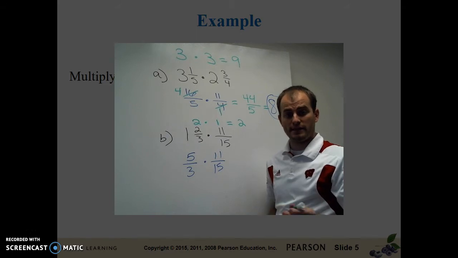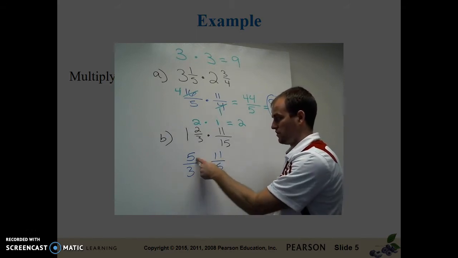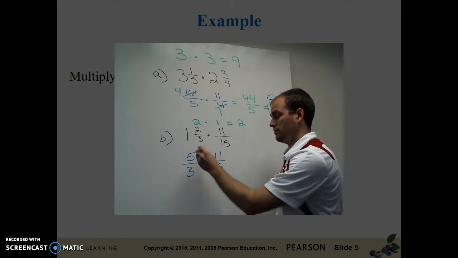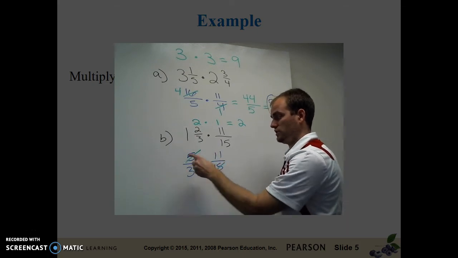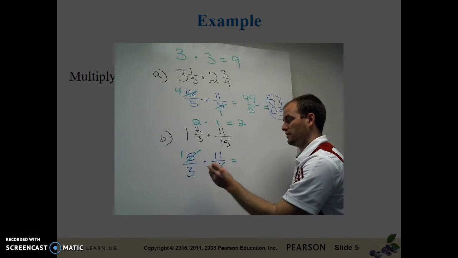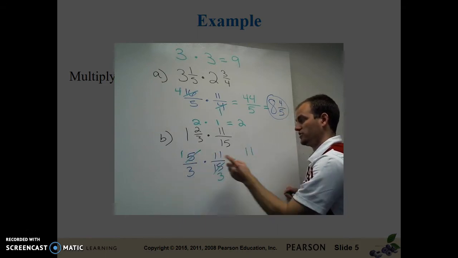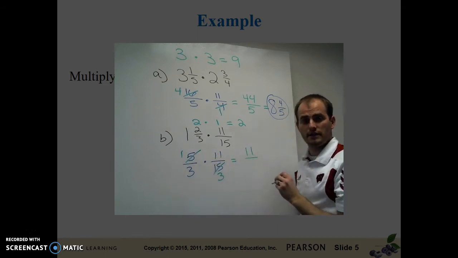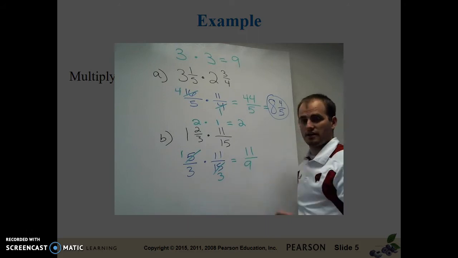Reduce first if you can. 3 and 11 don't reduce. 3 and 5 or 11 and 15 don't either, but the 5 and 15 can reduce. 5 goes into 5 once. 5 goes into 15 3 times. Multiply straight across. 1 times 11 is 11, and 3 times 3 is 9.